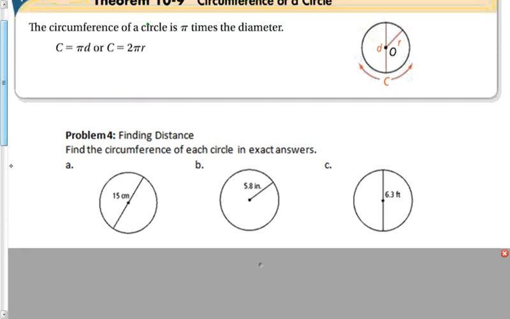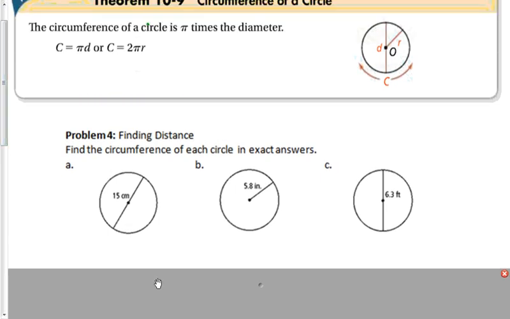Using that, we have 3 examples. Not going to do all 3, but letter A, you're given the diameter is 15. So to leave an exact answer, that's without even simplifying, the circumference would be equal to pi times the diameter, or 15 times pi, and that would be our answer. If you wanted the rounded answer, you can multiply it out, you get a decimal that you round. Exact answers are left in terms of pi.